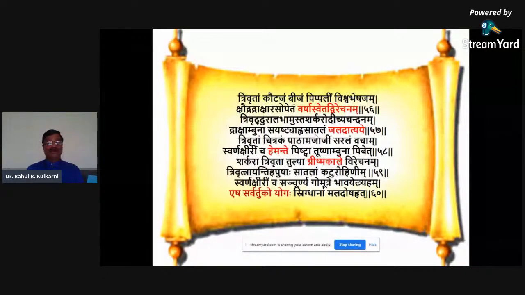Trivrut, Hapusha, Satala, Katurohini, Swarnakshiri, Sanchurnam Gomutre Bhave Trayham. So Trivrut, Hapusha, Satala, Katurohini, Swarnakshiri, etc. have to be taken, powdered and subjected to bhavana for 3 days with Gomutra. So with this yoga which is used, Yesham Sarva Rutu Ko Yoga Snigdhanam Mala Doshavrut.